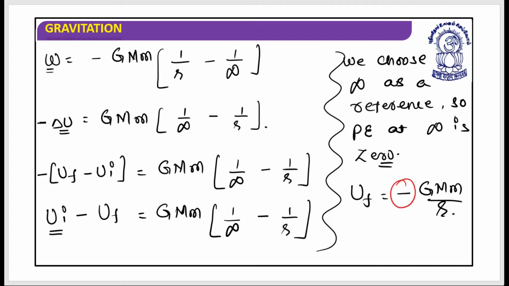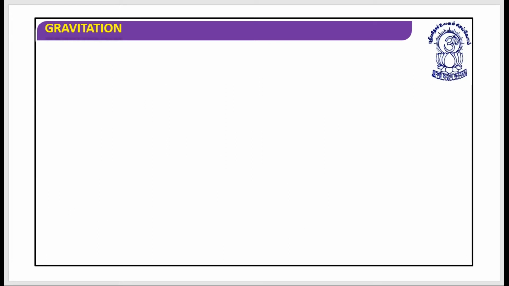This minus sign represents the force of attraction. When you want to represent a force of attraction, the negative sign will always be there. So this is the final potential energy, but as the initial potential energy is 0, there is no need to write down the final or initial potential energy.